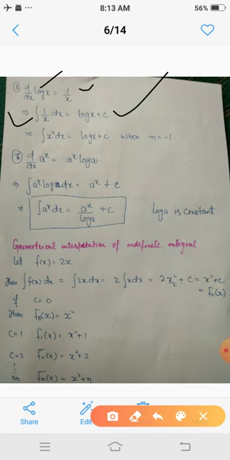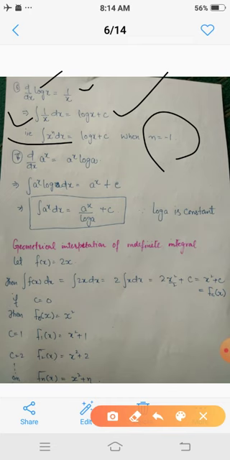Here if n is minus 1, that is 1 upon x, when we shift 1 upon x to the numerator, we simply get x raised to power minus 1. So this means that when n is minus 1, the indefinite integral of x raised to power n dx is log x plus c. But when n not equals to minus 1, then its integral is x raised to power n plus 1 upon n plus 1 plus c.